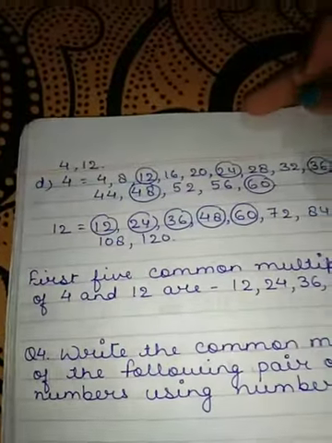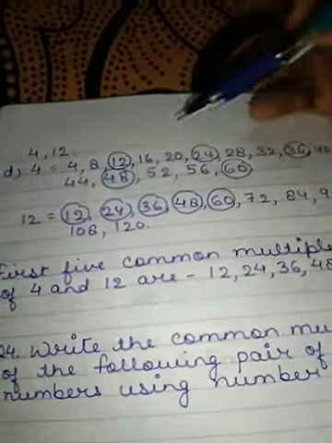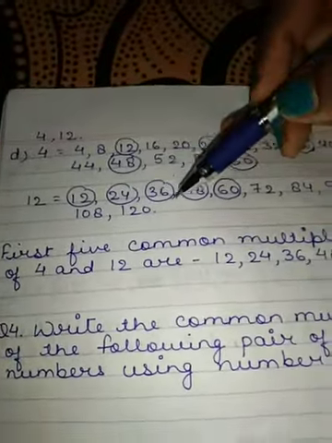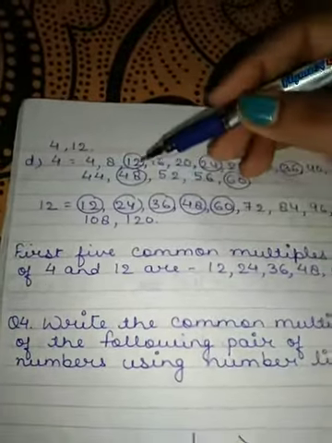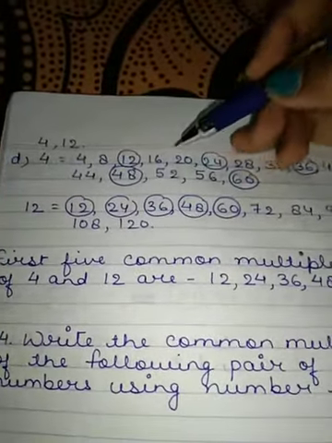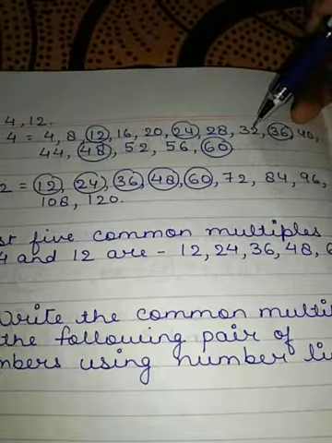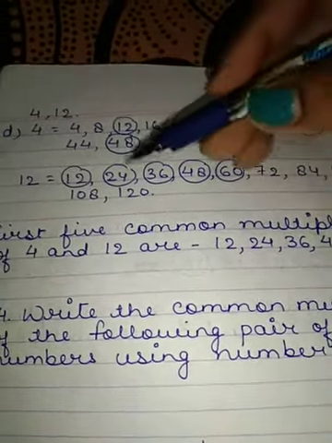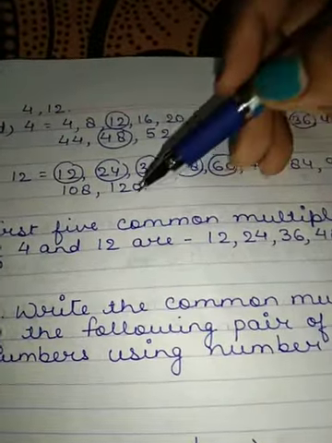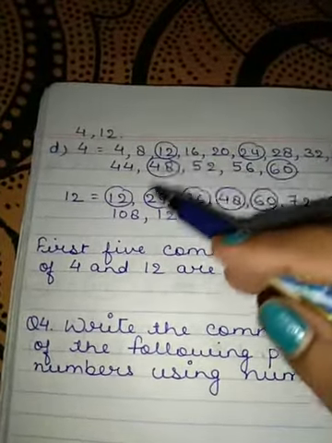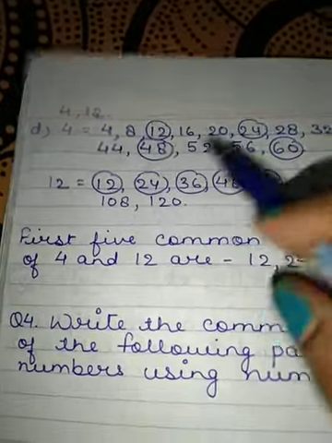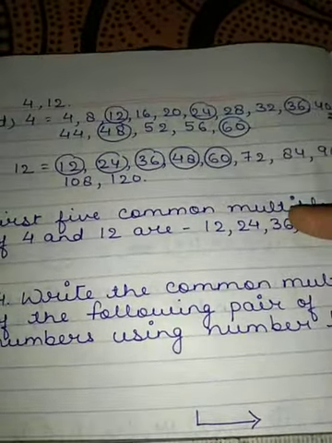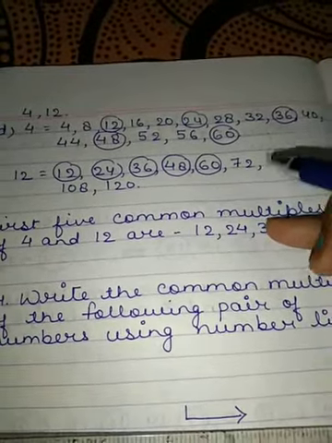Now we will see question number D, 4 and 12. So we will write the table of 4 up to 40, and the table of 12. So 4 1s are 4, 4 2s are 8, 4 3s are 12, 4 4s are 16, 4 5s are 20, 4 6s are 24, 4 7s are 28, 4 8s are 32, 4 9s are 36, 4 10s are 40. Now 12 we have written also. Now we will see the common multiples. 12 is common, 24 is common, and 36 is common. After 40 there is nothing you can see that is common.